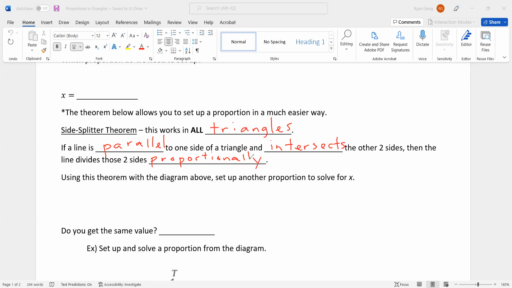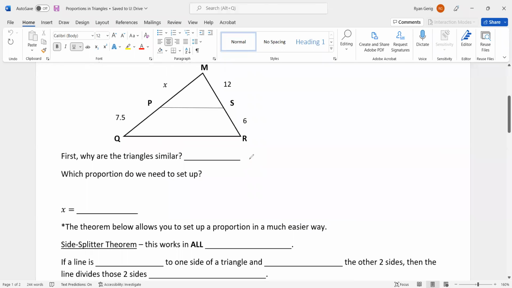So what can you do differently? Let's go back up to the picture above. I'll go ahead and clear this stuff. I told you that PS was parallel to QR. So that is part of the theorem. If a line is parallel to one side, which it is, and that line that's parallel intersects the other two sides, which it does, it intersects at P and S, then this line divides those two sides. It divides MQ and MR proportionally. So the proportion you can get is X over 7.5 equals 12 over 6.